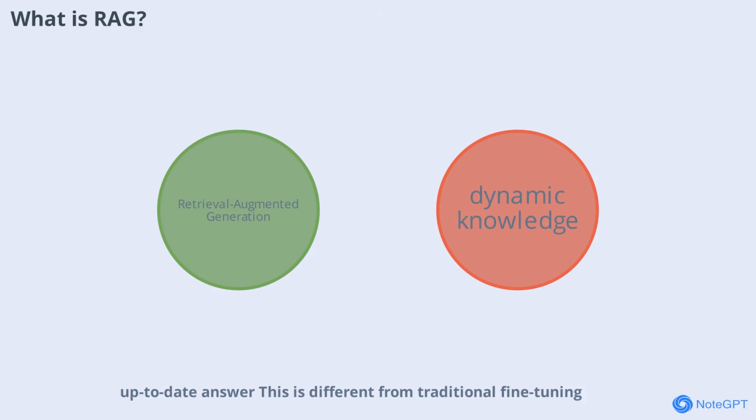This is different from traditional fine-tuning, where the model's knowledge is fixed until retrained. With RAG, organizations can keep their AI responses current without the need for constant retraining. This makes RAG especially useful for environments where information changes frequently or is highly domain-specific. In short, RAG bridges the gap between static AI models and the dynamic world of enterprise knowledge.